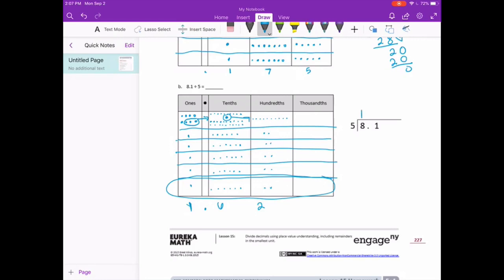5 goes into 8 one time. 1 times 5 is 5. Subtract and get a 3, bring down the 1. 5 goes into 31 6 times. 5 times 6 is 30. We get 1 as a remainder, so we can add a 0, bring it down. 5 goes into 10 2 times. Okay, we got 0, so all I have to do is bring my decimal point up, and we get 1 and 62 hundredths.